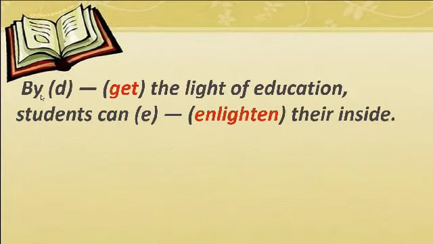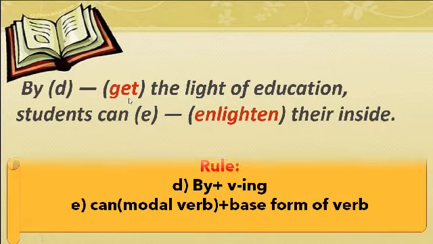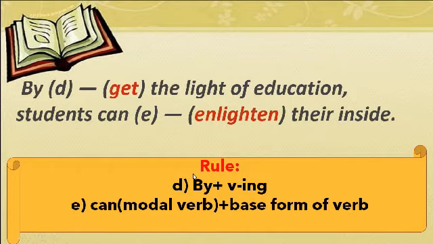After that, by dash get the light of education, students can dash enlighten their insight. Dear students, here you find the preposition by, and you know after a preposition if you find any verb, then you have to follow the ing form of the verb or gerund verb. So dear students, with this rule you can write the answer getting. By getting the light of education.